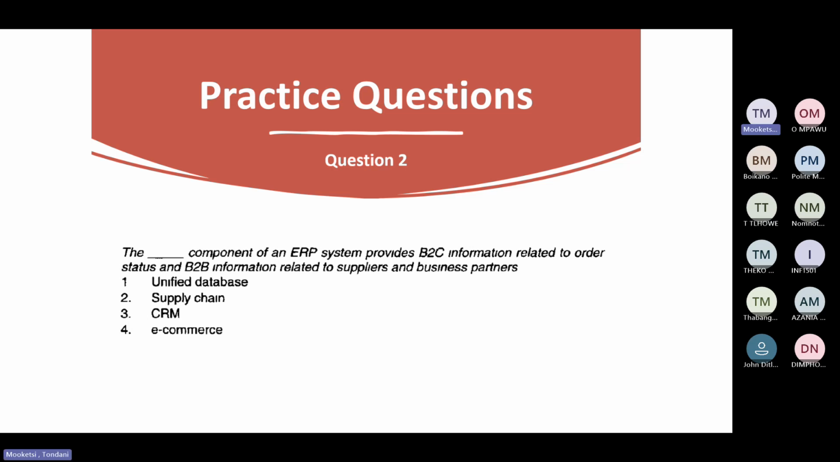Option 2, the supply chain component of an ERP system provides B2C information related to order status and B2B information related to suppliers and partners. Yes. Option 2, supply chain component, is the correct answer here.